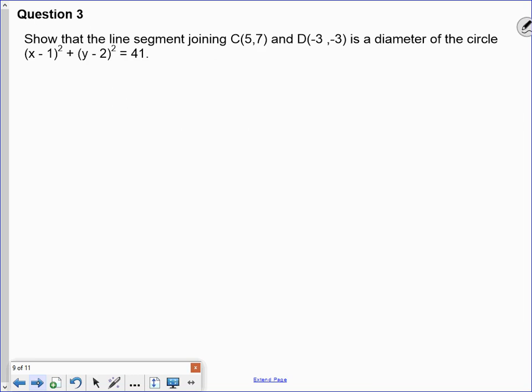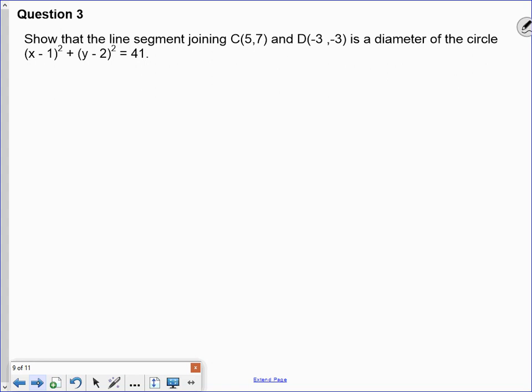We'll do one last question here, one that's a little bit more challenging. Show that the line segment joining C and D, so C is at 5, 7, and D is at negative 3, negative 3, is a diameter of the circle (x minus 1) squared plus (y minus 2) squared equals 41. Okay, there are two ways we can do this.